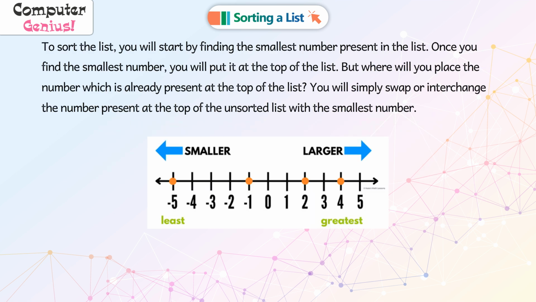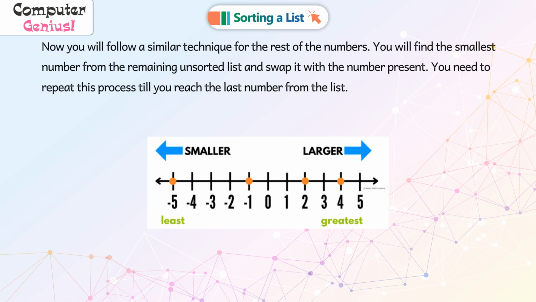To sort the list, you will start by finding the smallest number present in the list. Once you find the smallest number, you will put it at the top of the list. But where will you place the number which is already present at the top of the list? You will simply swap or interchange the number present at the top of the unsorted list with the smallest number.